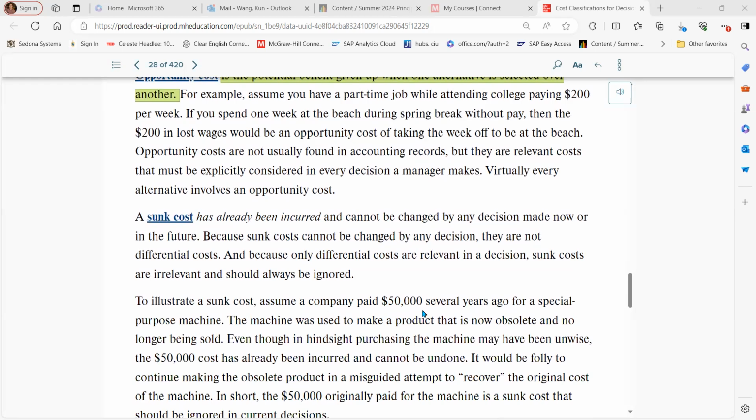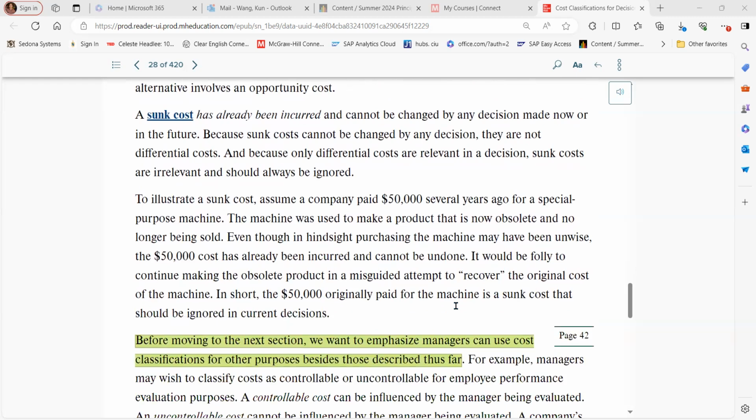So the company paid $50,000 a few years ago for a special purpose machine. The machinery was used to make a special product, but this product quickly became obsolete and lost the market. So if you are the manager, what's your option? If you continue to use the machine to make products, they are very hard to sell, right? Or you think about disposing of the machine by selling it below the book value, so you may have a loss. Or if you continue making products, the product is hard to sell.